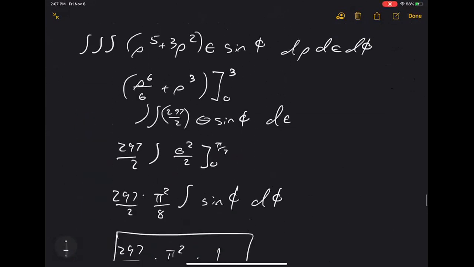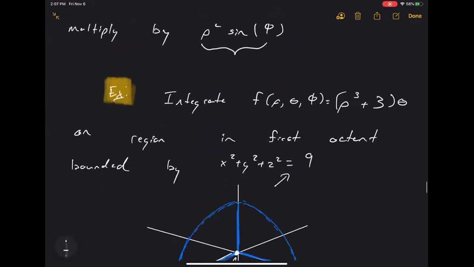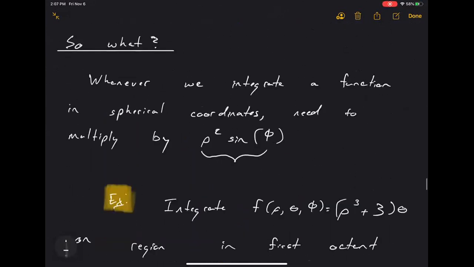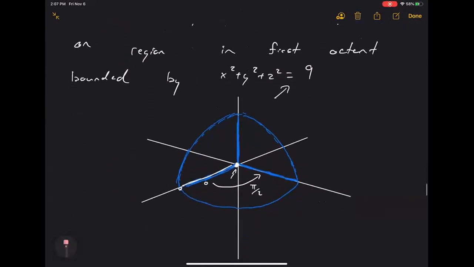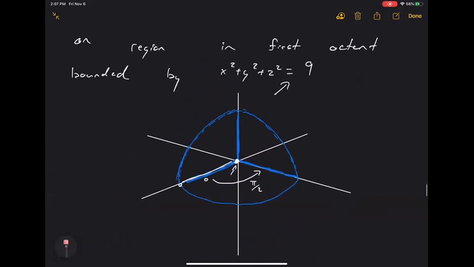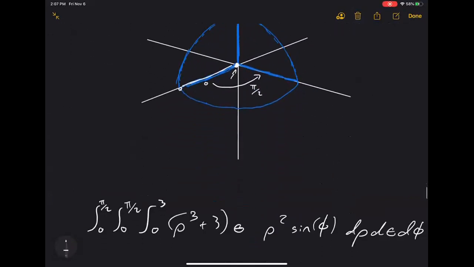All right, so the moral of the story is when we're integrating a function in spherical coordinates, we need to multiply the function by this term always. And we're going to see the same thing when we convert from Cartesian to spherical in a few moments. And then finding the bounds, we just have to think about the region in terms of spherical coordinates.